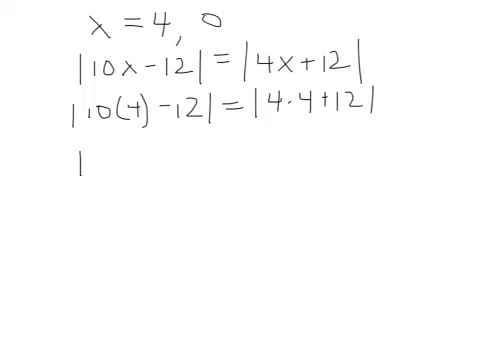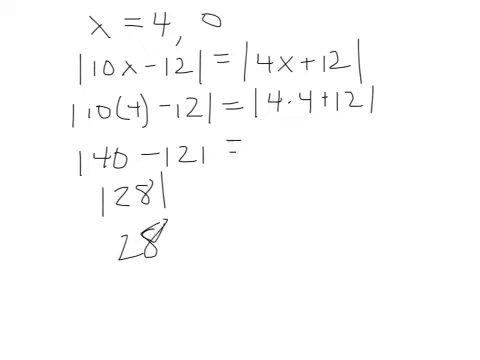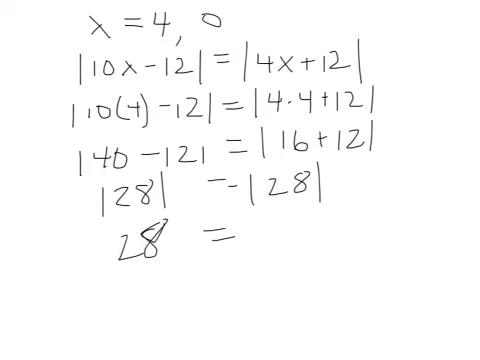Well, 10 times 4 is 40, and 40 minus 12 is 28, and the absolute value of 28 is 28. And on the other side, 4 times 4 is 16, and 16 plus 12 is 28. And the absolute value of 28 is 28. So the 4 definitely makes our absolute value equation true. Let's try the 0 next.